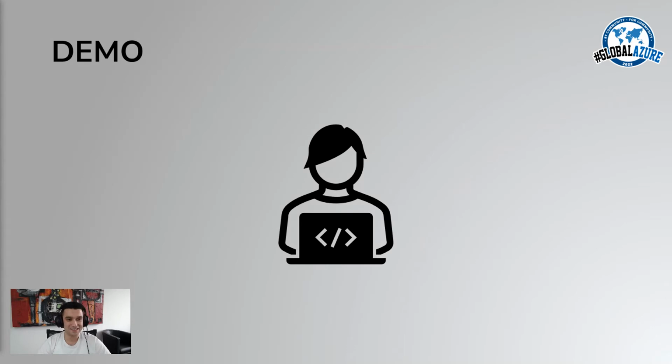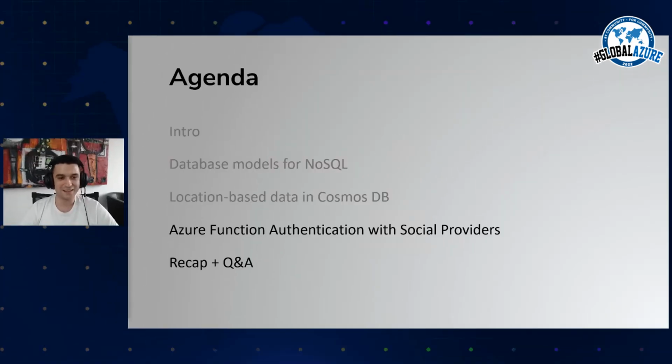So let's get back to our slides, and we are already done with 3 of the topics of our agenda. And this is already pretty cool, but now let's switch to the Azure Function part. This is also pretty cool, but let's start off with Azure Functions themselves. We're going to take a look at authentication with social providers, as I told you, with Facebook and Google.